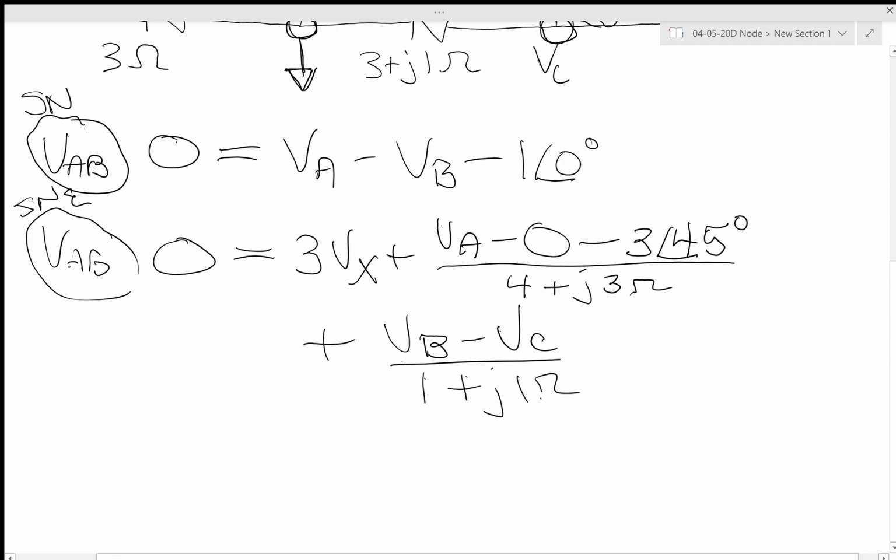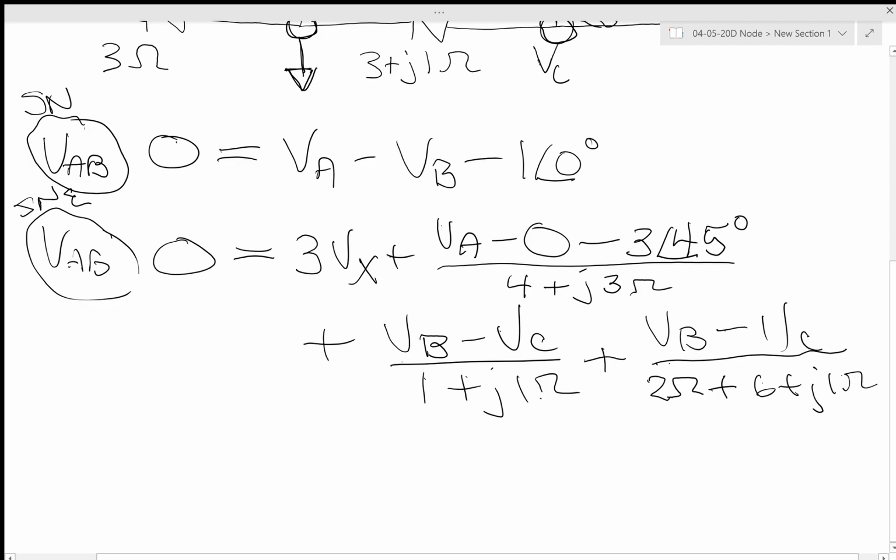And then I have the last piece, which is going from VB to VC, plus VB minus VC. Don't blow through the C node down there and go to ground. You can't do that. And I have a 2 ohm resistor plus the 6 plus J1 ohm impedance. Okay, so there it is. This is a V, by the way. All right, so there's the VB equation.